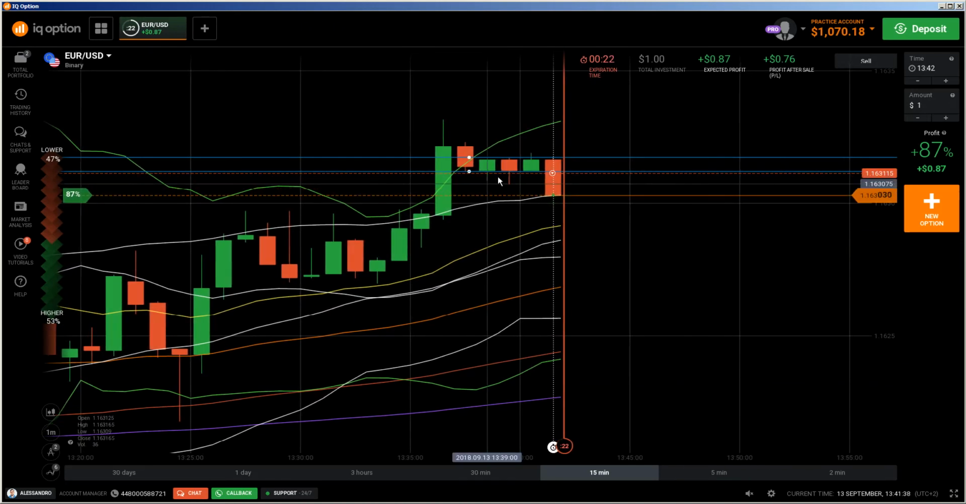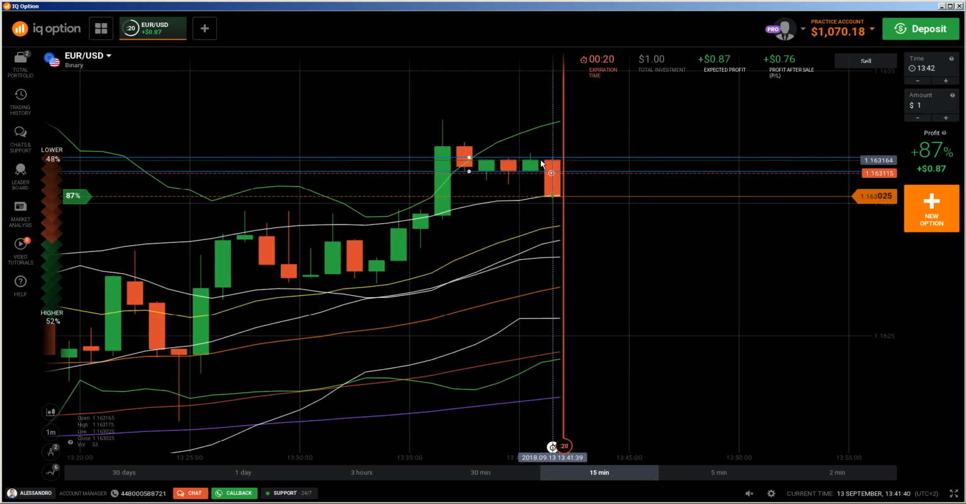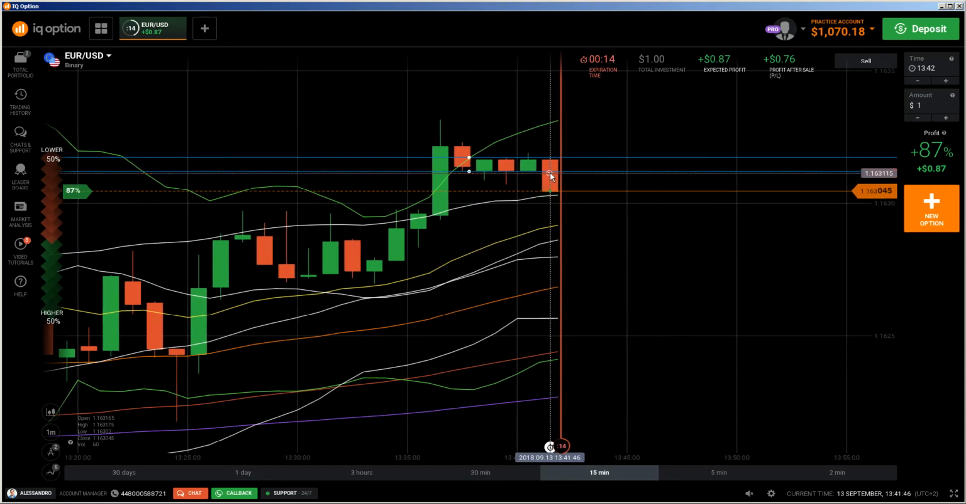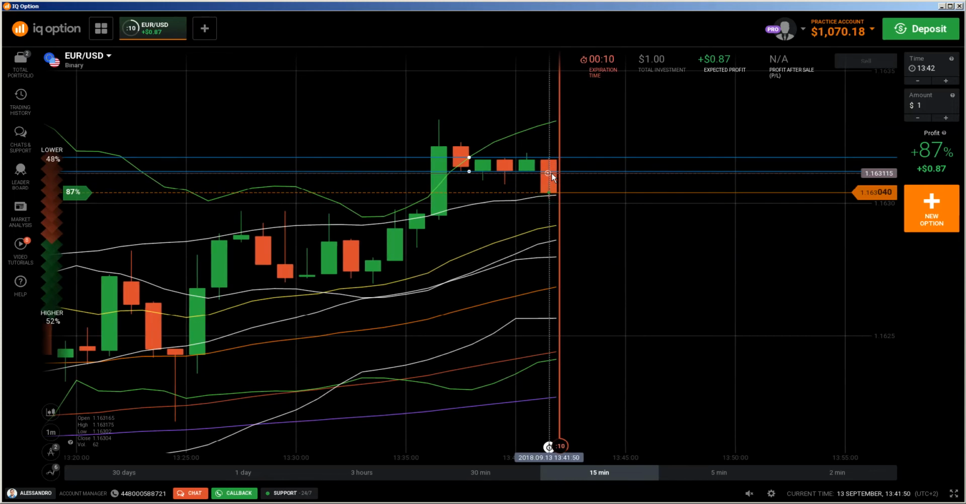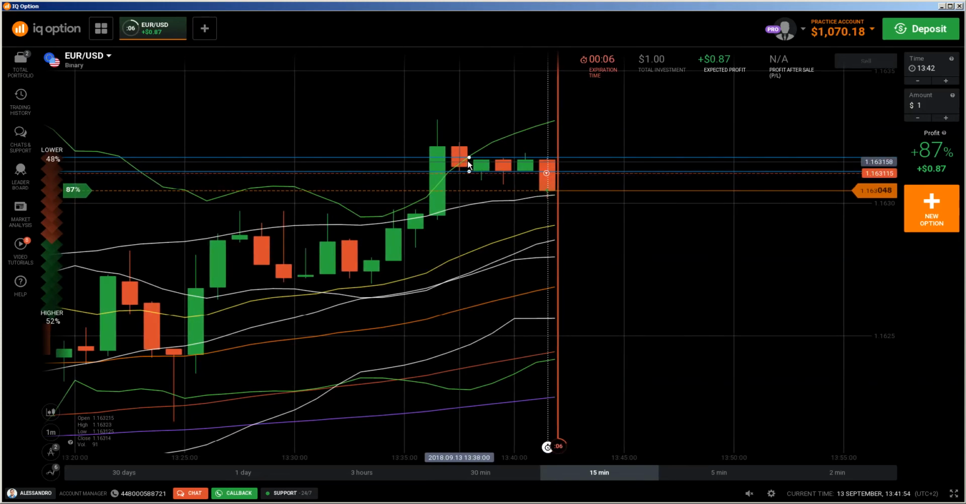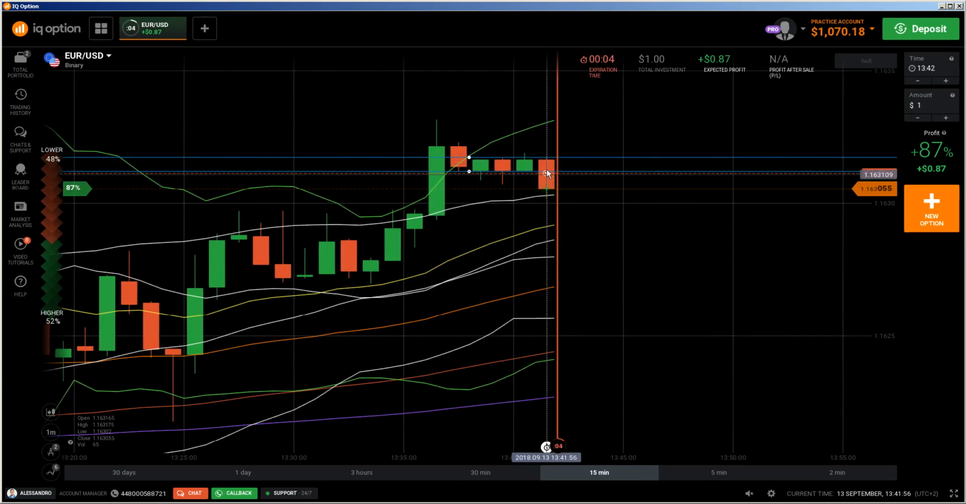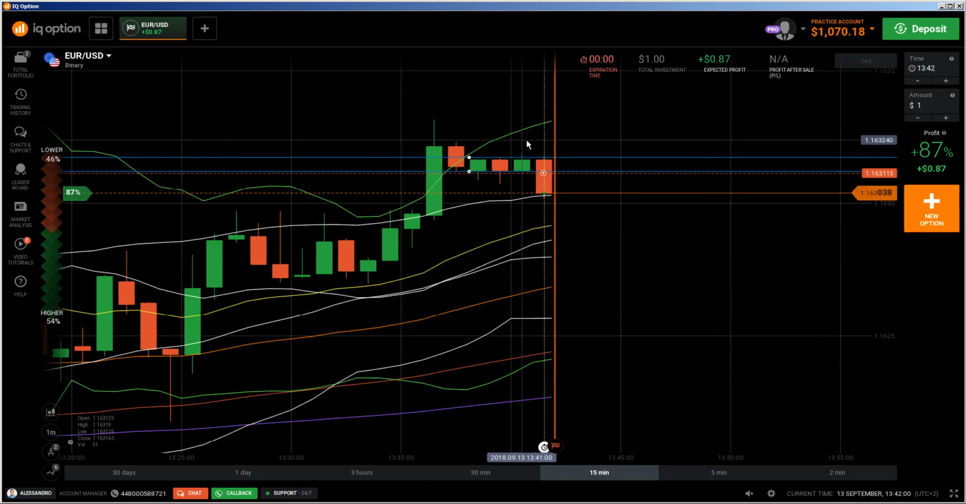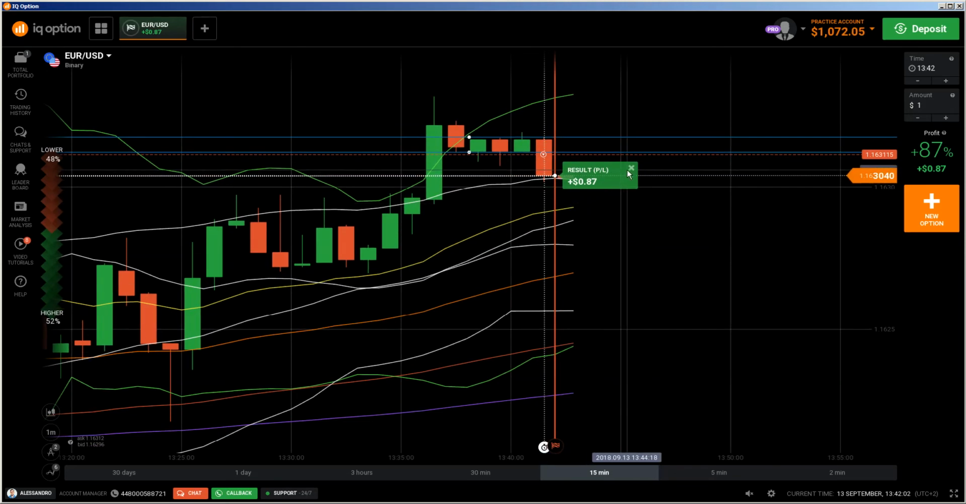I wanted a higher entry point, but after I saw that this kind of candle was crossing below this level, before the purchase time was expired, yes, I entered into a put because I understood already that there would be no rejection back to this level. And so I entered immediately into a put.